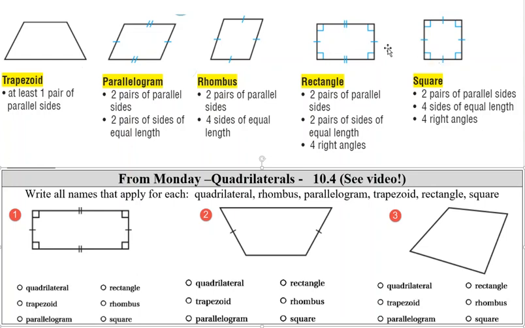So for example, a rectangle is a square, a rhombus is a square, a parallelogram is a square, and a trapezoid is a square also. Oops, actually I said those all backwards. Okay, a square is a rectangle, a rhombus, a parallelogram, and a trapezoid.